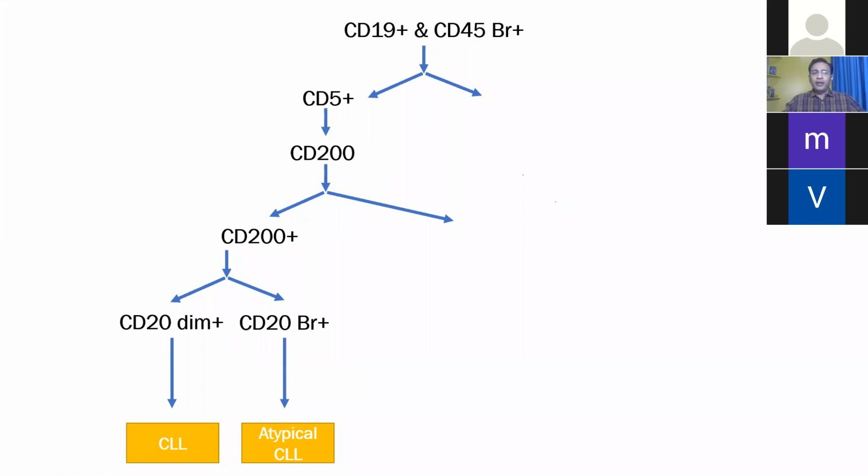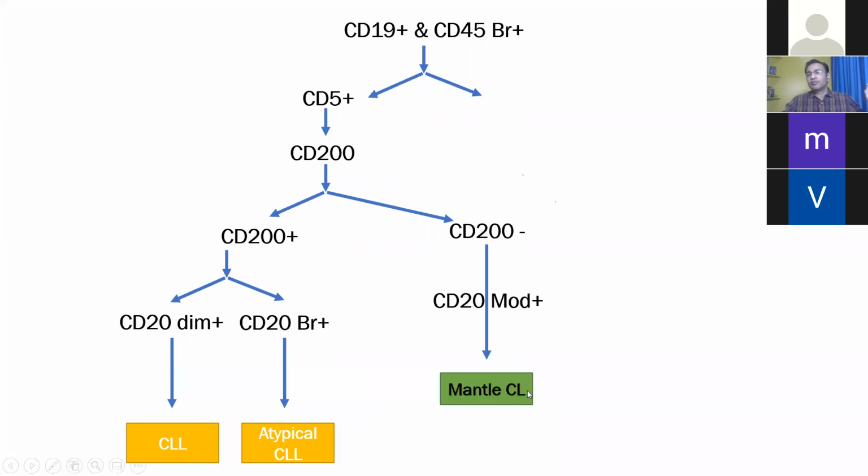Now, if CD5 is positive but CD200 is negative and CD20 is moderate, we label it mantle cell lymphoma, because many studies have confirmed that CD200 negative, CD5 positive, moderate CD20 are very typical features of mantle cell lymphoma. Also remember, about 5% of other NHLs can be CD5 positive, for example SMZL or DLBCL, but generally it is a very small population.